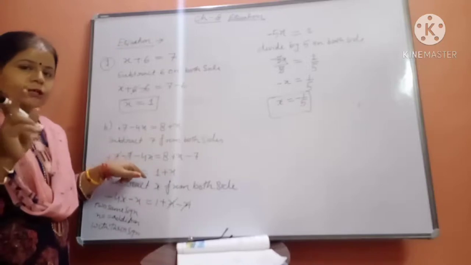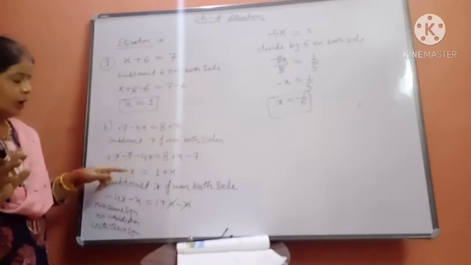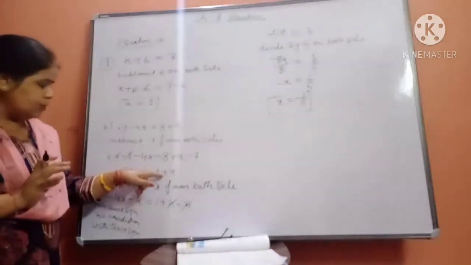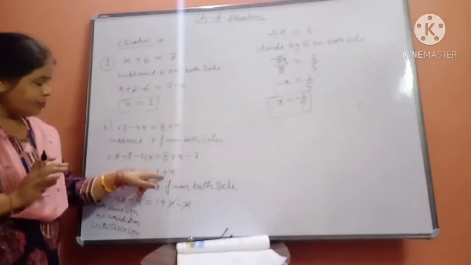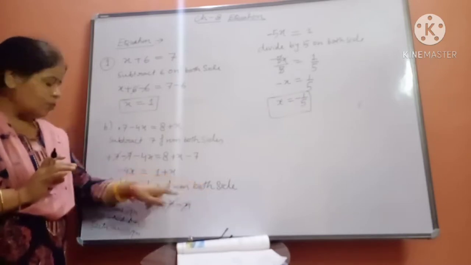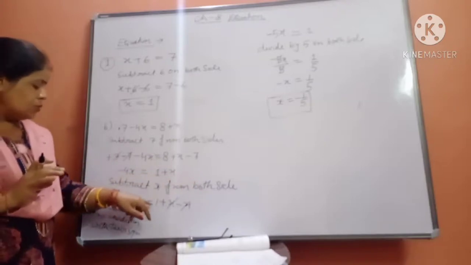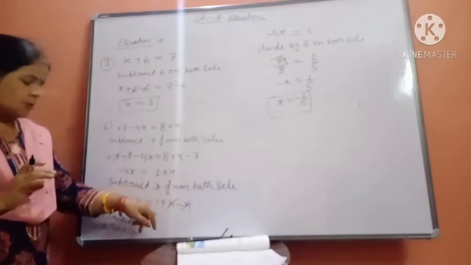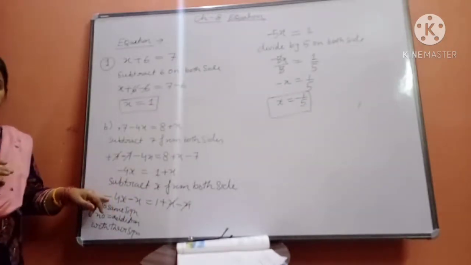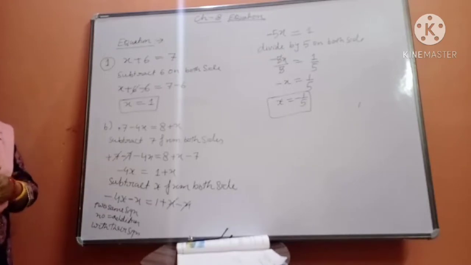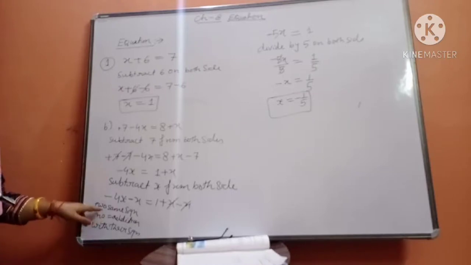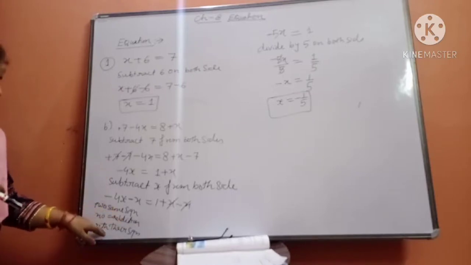Now we don't want the variable on both the sides. The variable should always be on one side. So for that it is better that we remove this x from here. So it is plus x, so subtract x from both the sides. Okay, so minus 4x minus x is equal to 1 plus x minus x. In this way x will be cancelled. Then we apply the rule of integers, and everybody should be very clear about the rule of addition and subtraction of integers so that you can solve the problem. Two same sign numbers means addition with their sign.